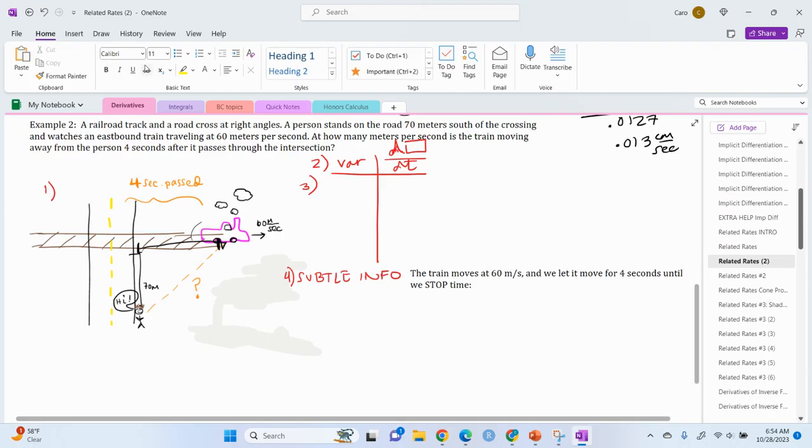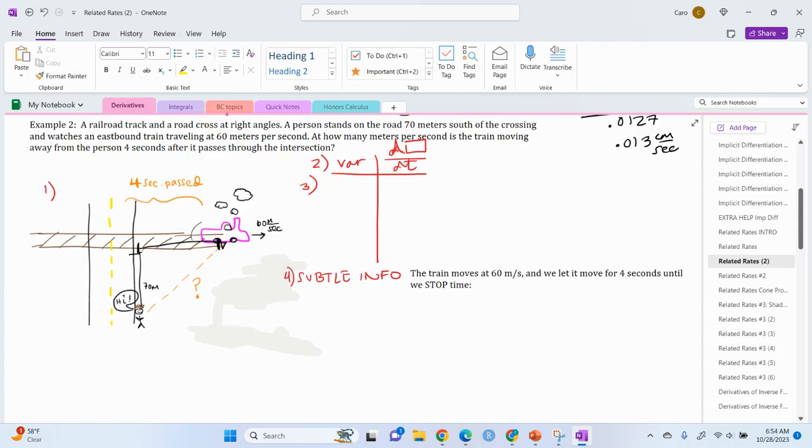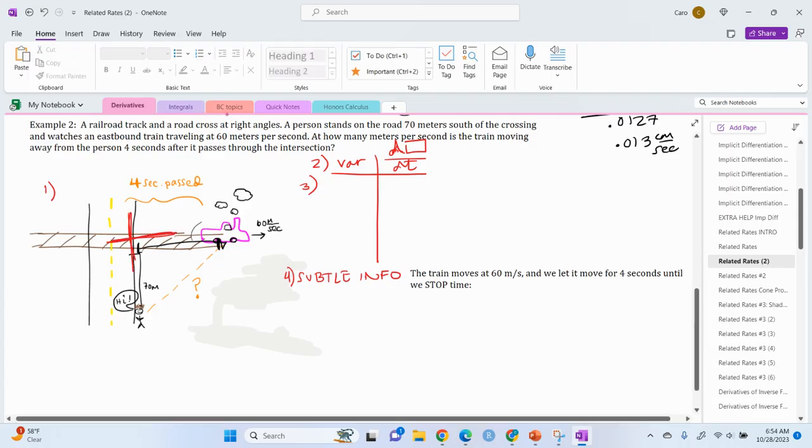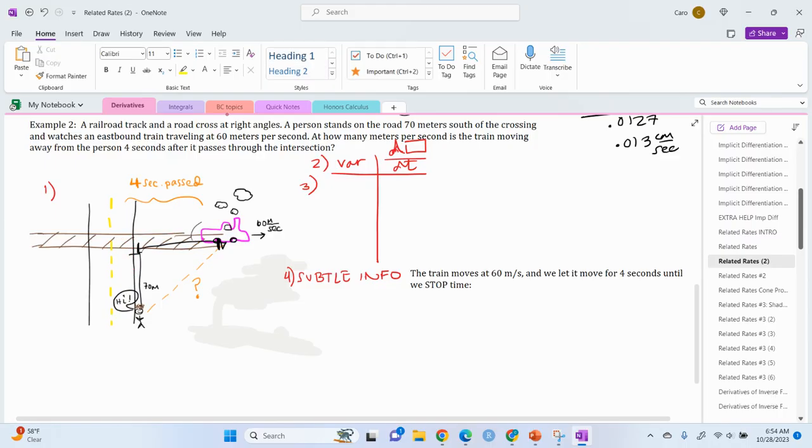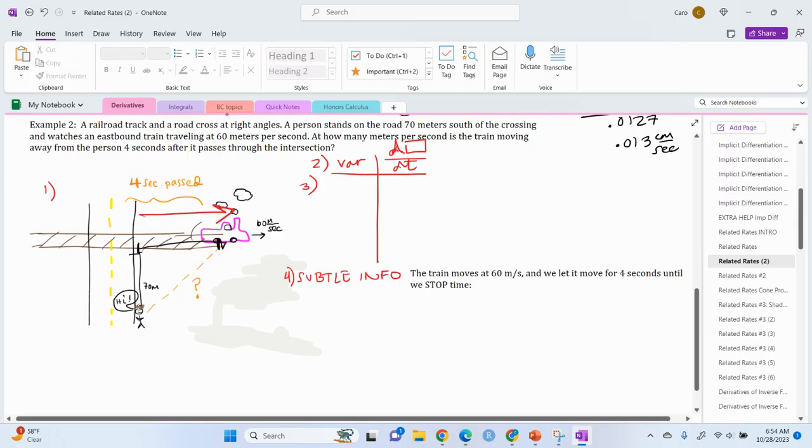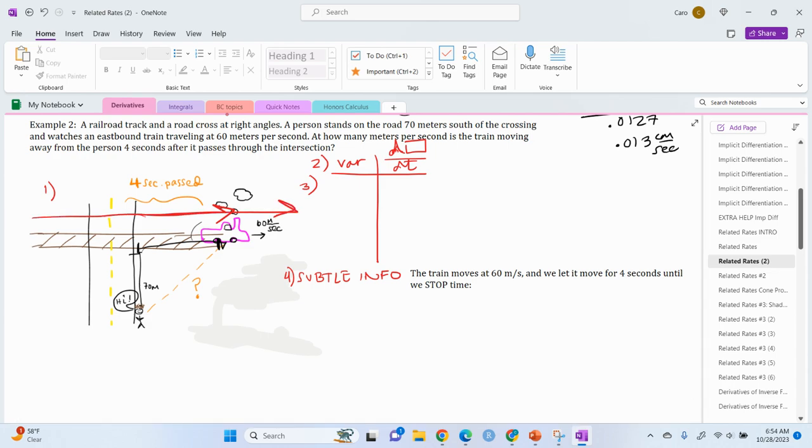So here we have a railroad track and a road crossing at 90 degrees. So like this, a 90-degree angle. We have a person standing 70 meters south of the crossing. They're watching an eastbound train traveling 60 meters per second. So this train is flying past this intersection at 60 meters per second.